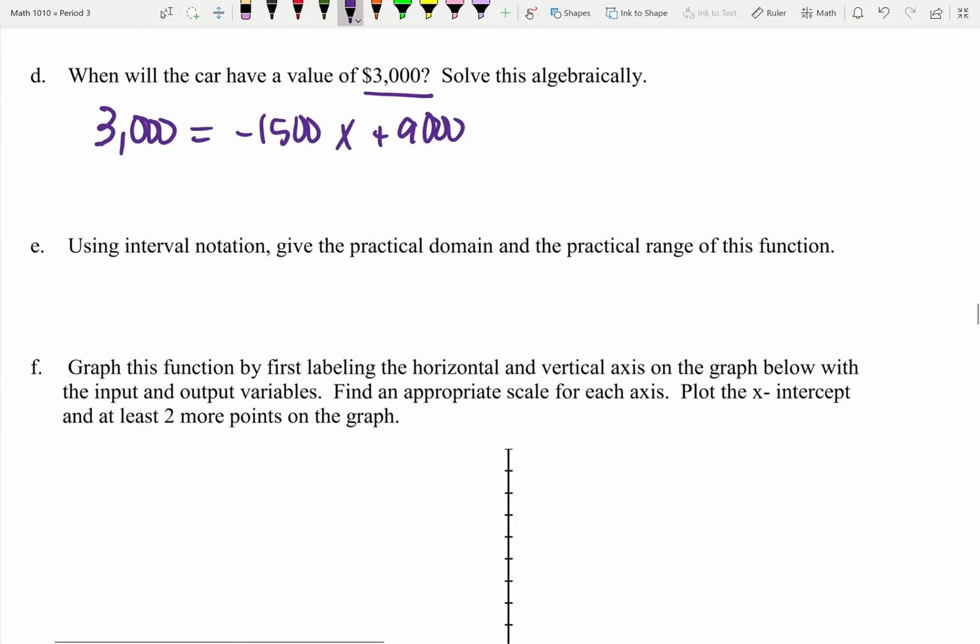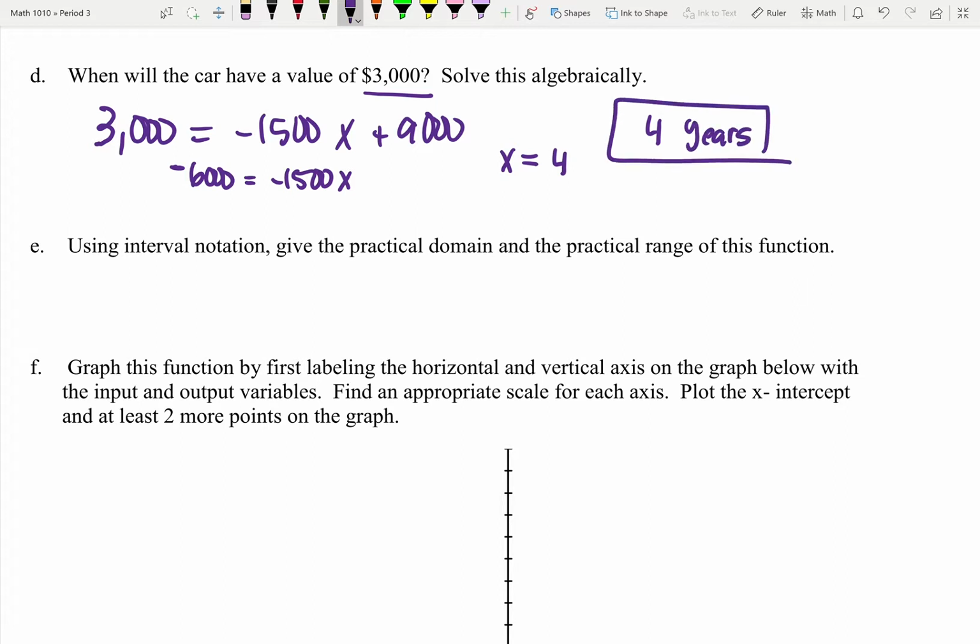Let's solve it. Move your 9,000 over to the left. So you get negative 6,000 equals negative 1,500X. And then you divide it out and you get X equals 4. So the answer is 4 years. Wonderful. Using interval notation, give the practical domain.